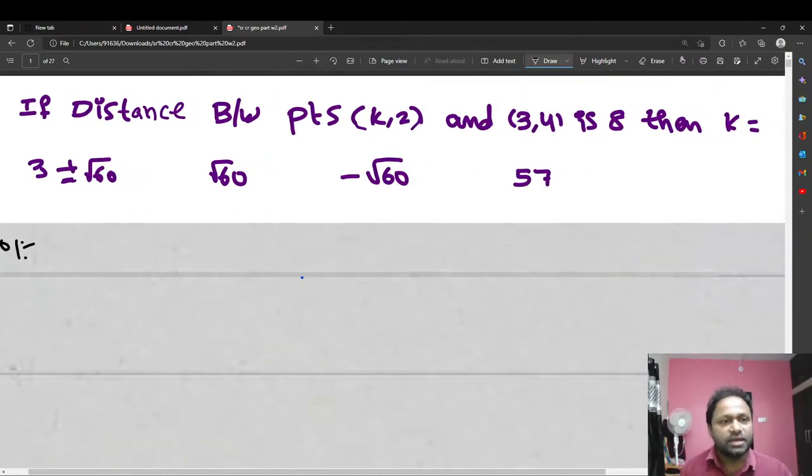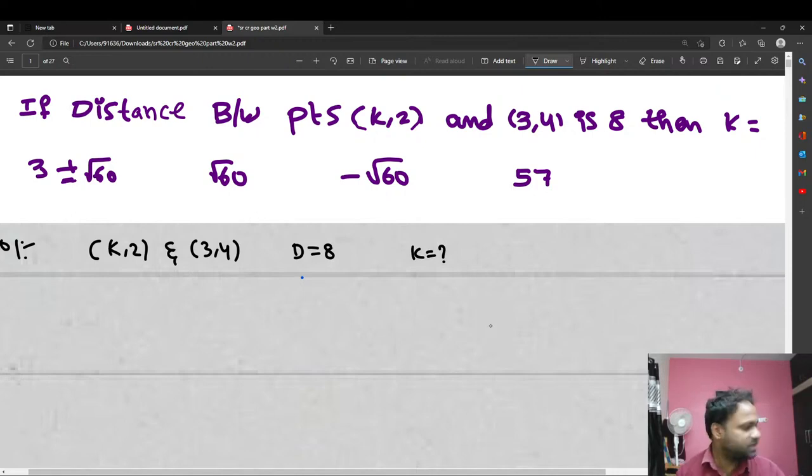Okay, see, the distance between two points is given. What are those points? The ordered pairs (k, 2) and (3, 4). These are the two given points and the distance is 8, D is equal to 8. Then the question is, what is the value of k? Right, so for the distance between two points, we know the formula.